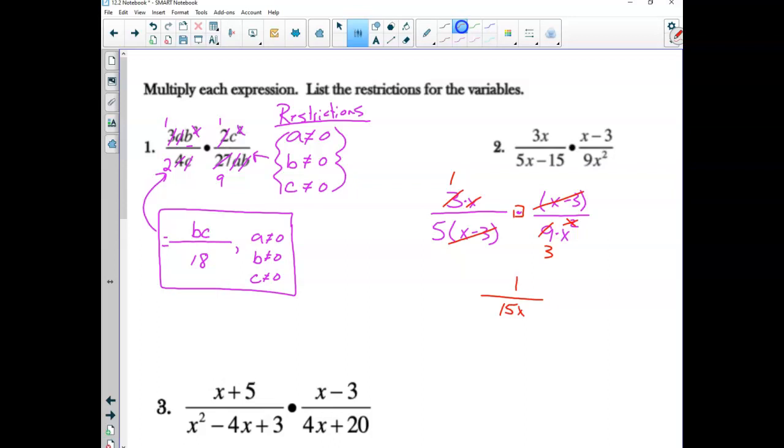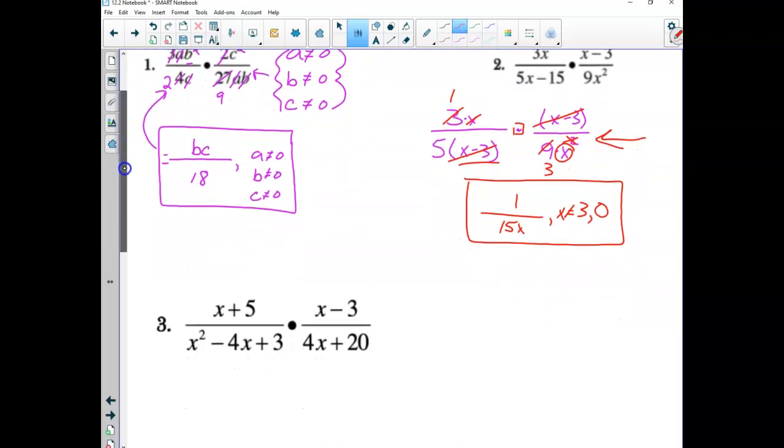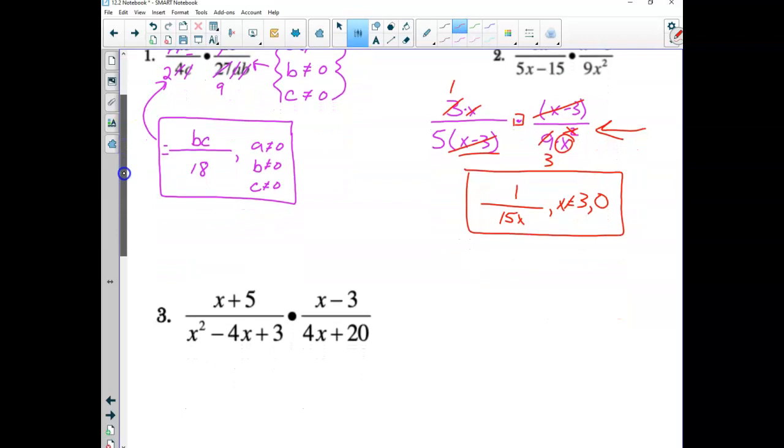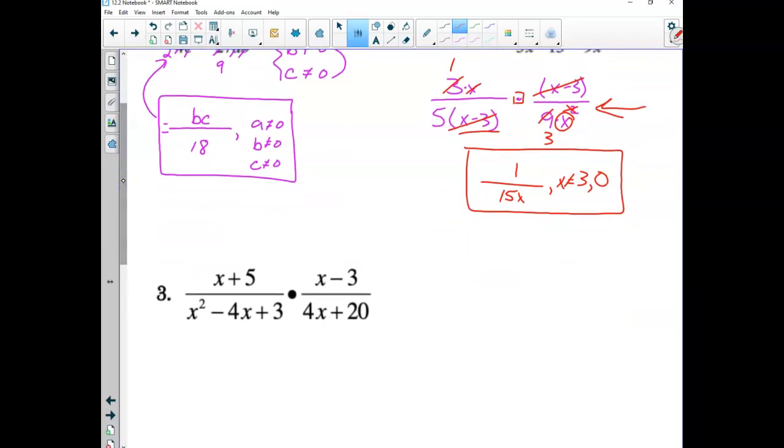And then I need to list my restrictions. X could never equal, restrictions come from the beginning. X cannot be 3. X cannot be 0. So those should be my only restrictions, and that is my simplified function. Okay? Factor, reduce, list restrictions, but make sure you list them all. So what I'm going to do is hit pause. Why don't you give number 3 and 4 a try here?